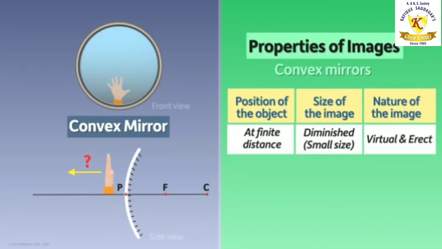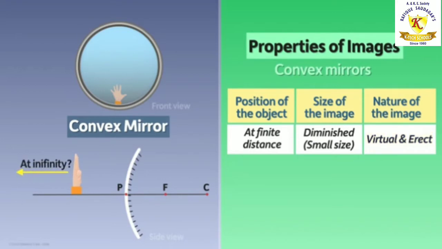Now what will happen if I move the object away from the mirror? As I move the object away from the mirror, the relative size of the image keeps on reducing. Also, at a finite distance away from the mirror, the image formed is always a virtual image. Children, do you know what is coming next? Don't you?